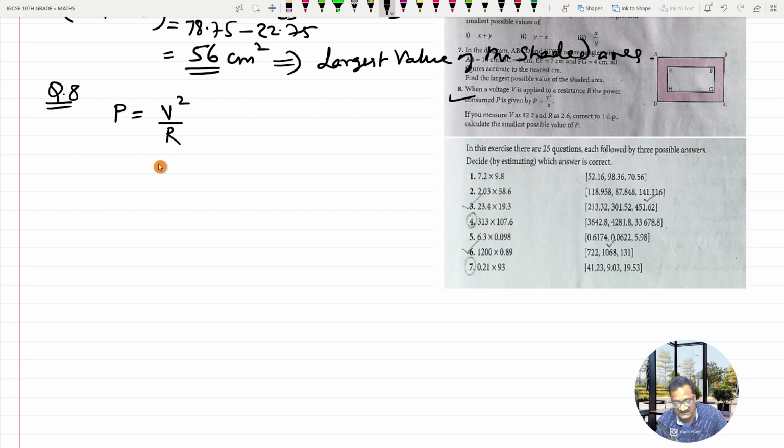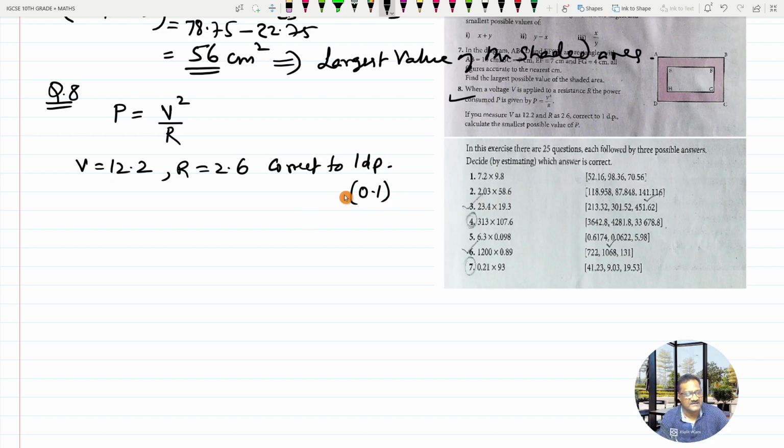Now he says that if you measure voltage as 12.2 and the resistance is taken as 2.6. Voltage is 12.2, resistance is 2.6, and these two values are correct to 1 dp. Now when you say correct to 1 dp it means 0.1. So this is the accuracy given, correct to 1 dp, right?